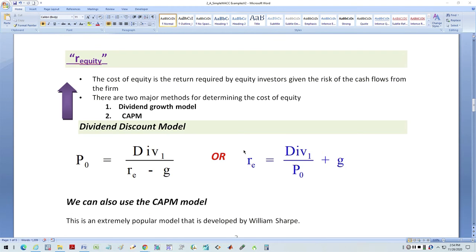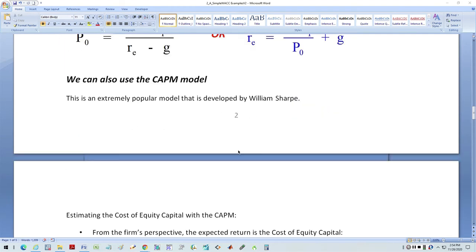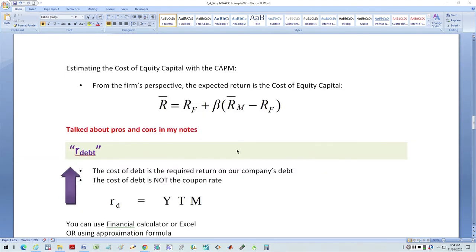This is one of the ways we can calculate the R of equity. Another way is by using the capital asset pricing model, developed by William Sharpe. The formula for calculating the required return on equity using the capital asset pricing model is as follows: R of i equals RF plus beta of i times (RM minus RF). RF is the risk-free rate, beta is the beta of the security, RM is the rate of return on the market, RF again is the risk-free rate of return, and RM minus RF, remember, is the market risk premium.